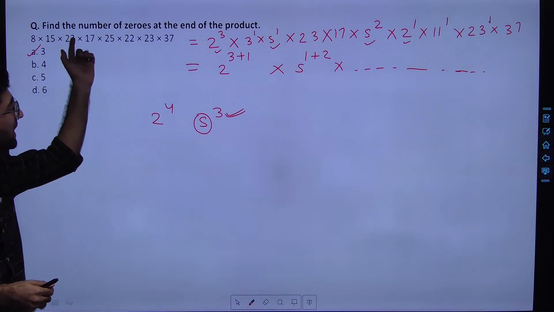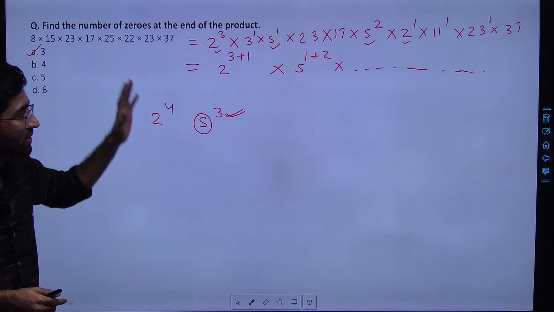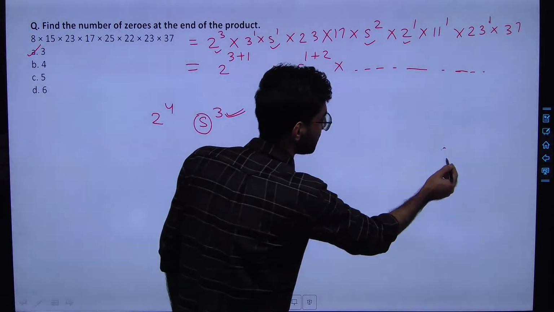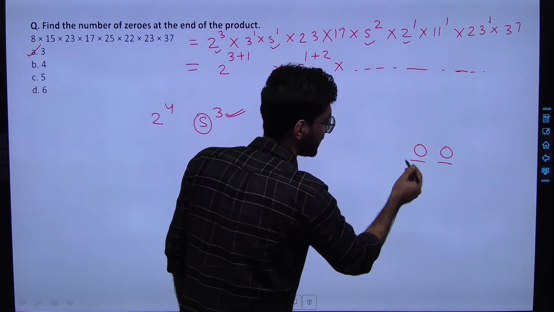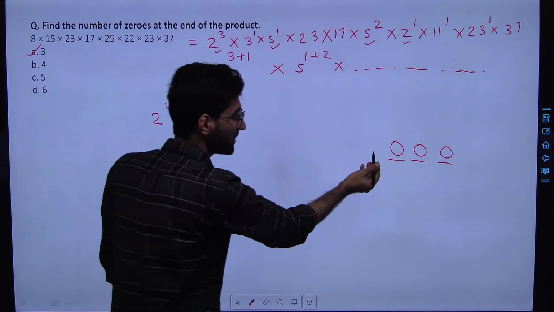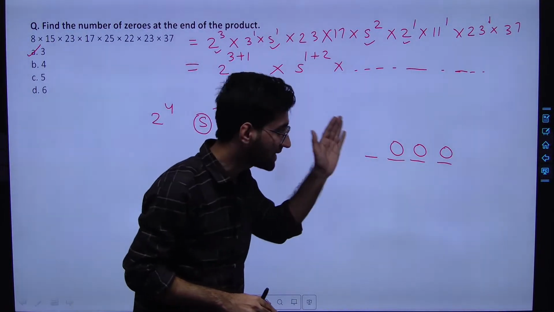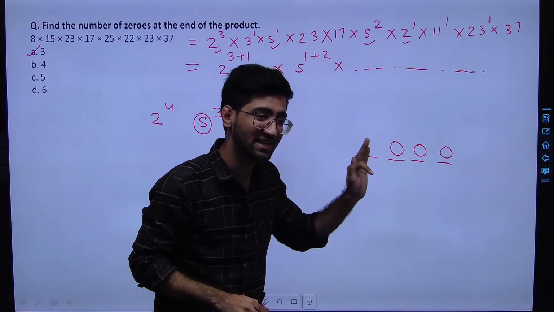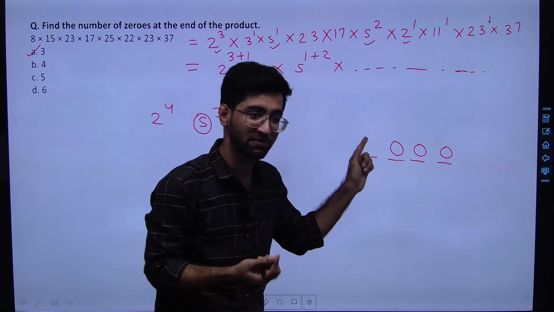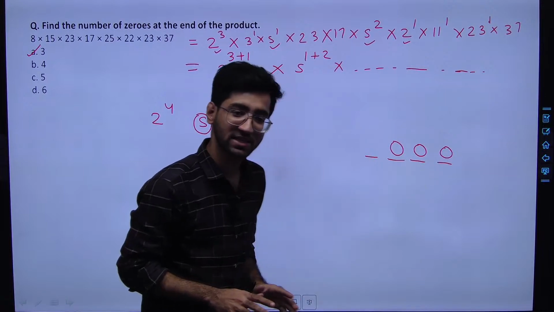Someday they will write find the number of trailing zeros. Someday they will write find the number of zeros at the end of the product. Means at the unit place 0 will come, at the tens place 0 will come, at the hundreds place 0 will come. Then obviously there will be some number from 1 to 9. That's why we are saying that there are only 3 zeros at the end. Means the number at this place will be from 1 to 9, right? Means there will be 3 zeros.